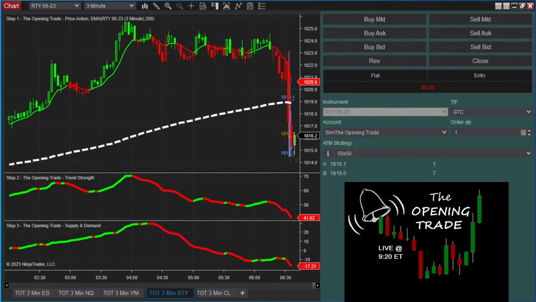The Russell will be our next potential automated trade firing off in less than a minute.